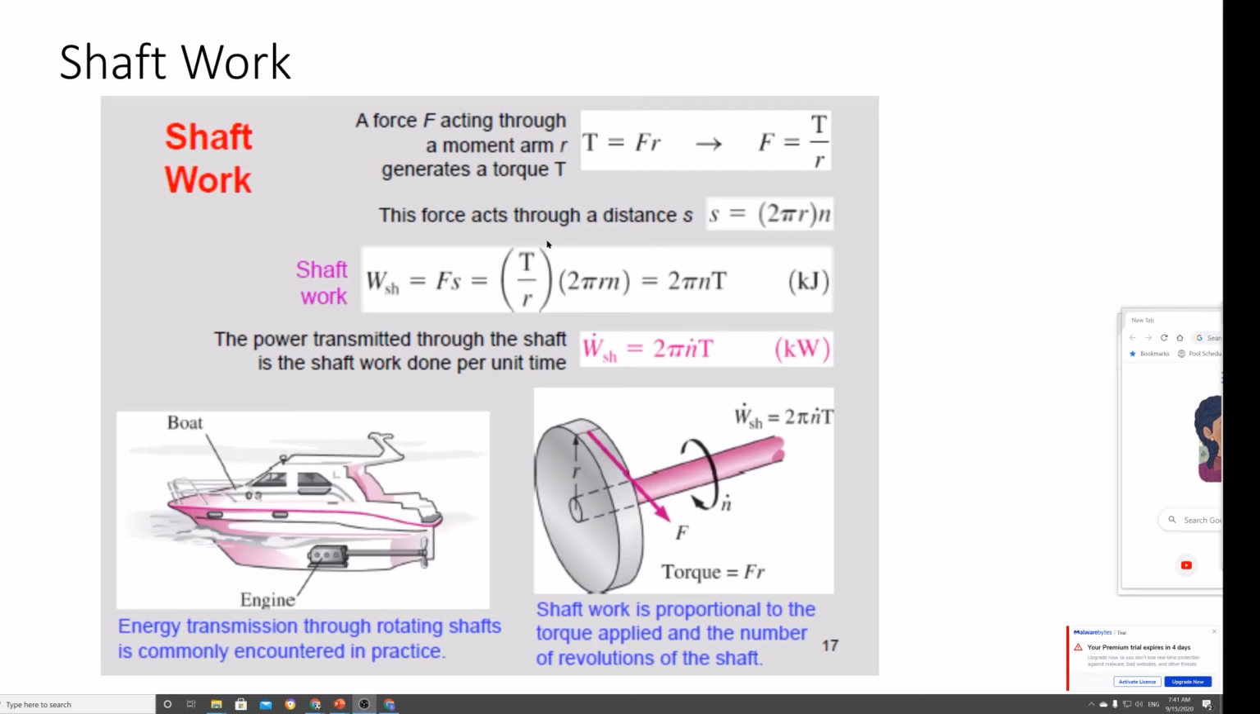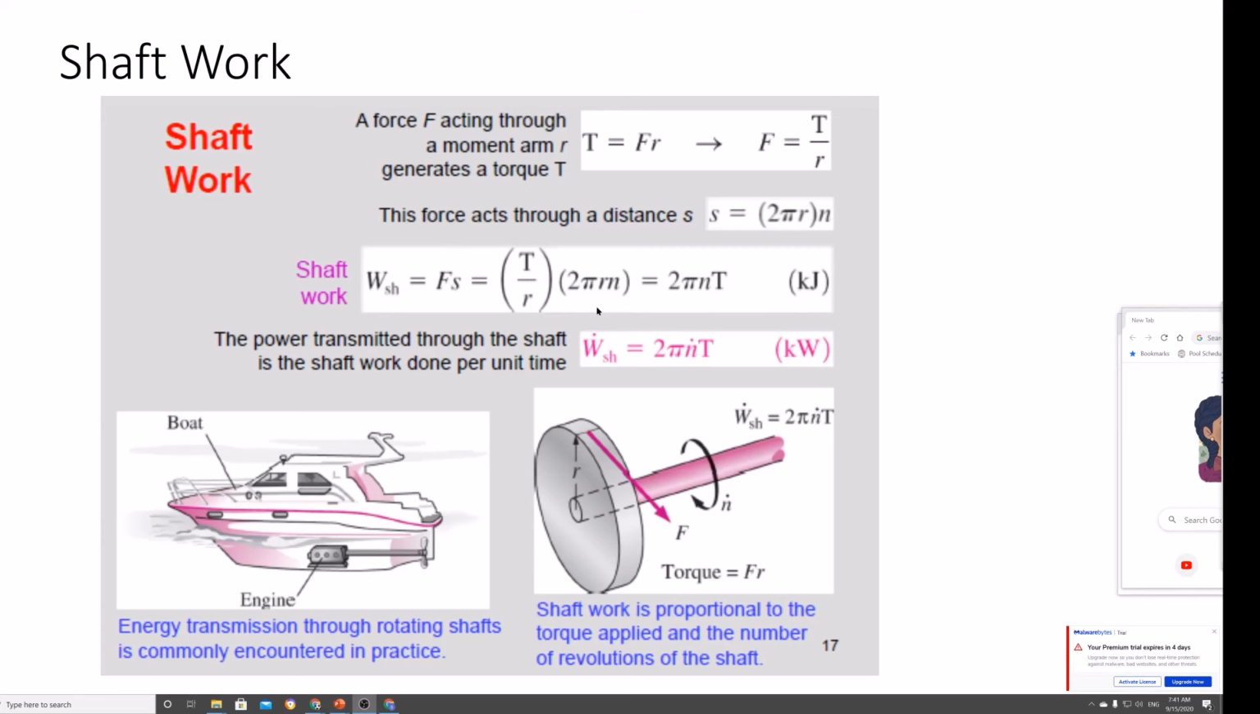Another one is shaft work. It's just a force through a moment arm that generates a torque. Here's the relationship: a torque is just force times whatever distance from some center point. Here's what it would look like. This is the radius, and then the force acting at that point.